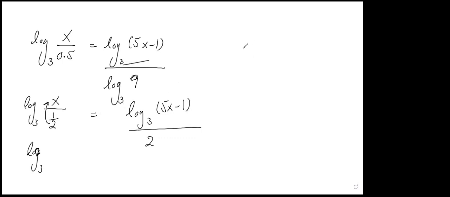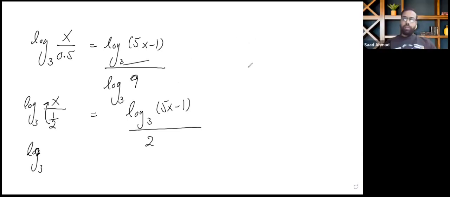Please mute. Because, Mateo, log tells us what is the power. What is the power of 3 that gives us 9? That's what the log is telling us. So 3 to the power 2 gives us 9. So that's why the answer is 2.